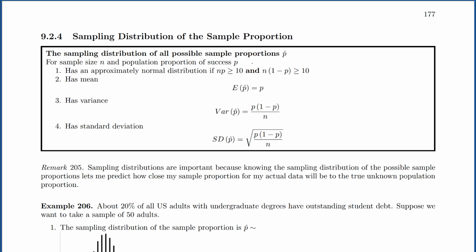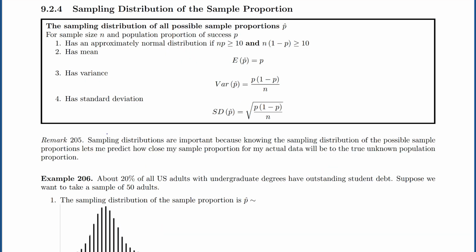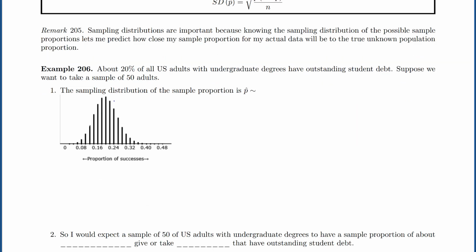So let's summarize our sampling distribution for our sample proportion. The sampling distribution of all the possible sample proportions p hat for a sample size of n and a population proportion of success p will have an approximately normal distribution if n times p is at least 10 and n times 1 minus p is at least 10. It will have the mean, variance, and standard deviation with the formulas that we found. Again, sampling distributions are important because knowing the sampling distribution for our possible sample proportions lets me predict how close my sample proportion for my actual data will be to the true unknown population proportion.